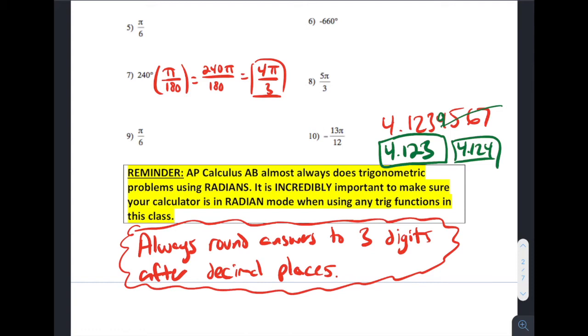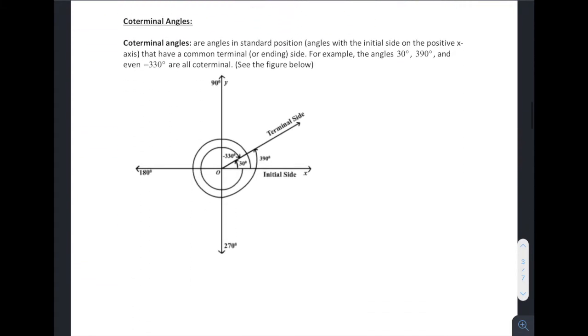All right, let's keep going. Next, let's talk about coterminal angles. Coterminal angles are angles in standard position, aka angles with the initial side on the positive x-axis. So this is our standard position, that positive x-axis, that have a common terminal or ending side.